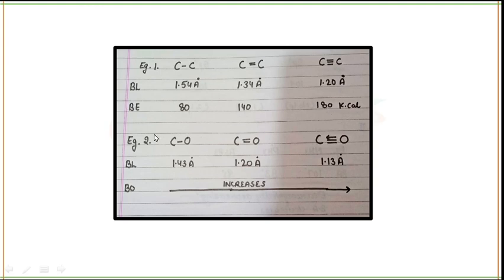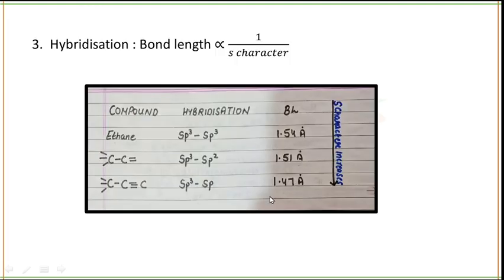Now, in this second example, heteroatoms have been taken, that is carbon and oxygen. In this case, a single bond is present. In this case, a double bond is present. And in this case, a triple bond is present. As you can see, bond length is decreasing as the number of bonds and bond order increases.